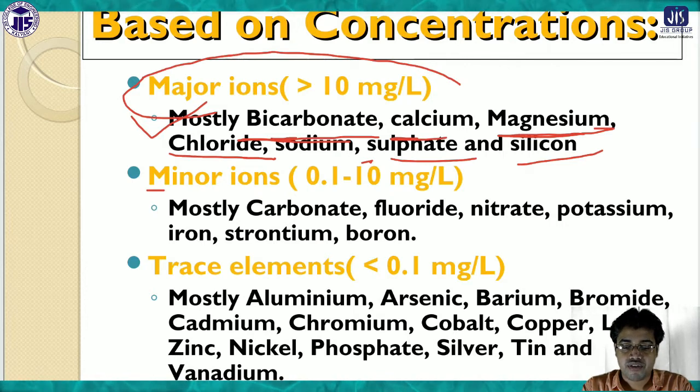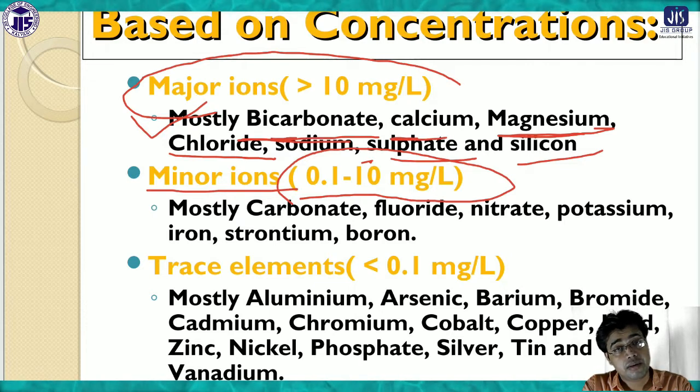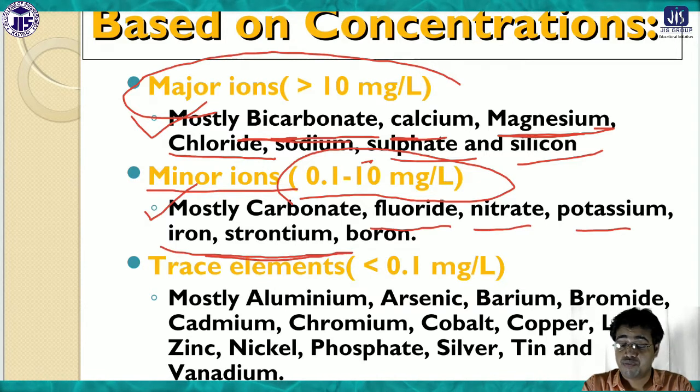Then minor ions: if you think about minor ions, the concentration will be between 0.1 to 10 milligram per liter. Major ions means greater than 10 milligram per liter, but minor ions are between 0.1 to 10 milligram per liter. They are mostly bicarbonate, then fluoride, nitrate, potassium, iron, strontium, boron. These all are examples of minor ions.